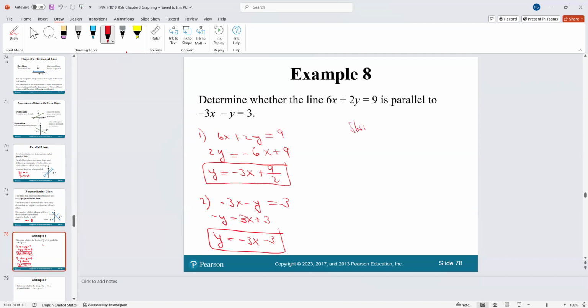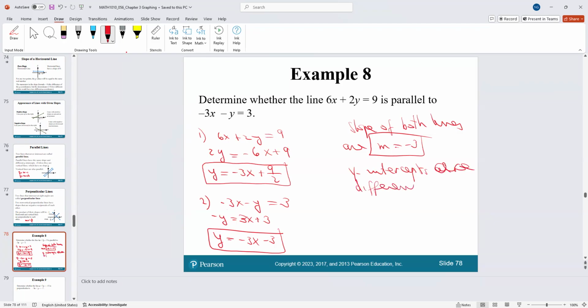The slope of both lines is m equals -3. The y-intercepts are different, so the lines are not the same. Therefore, the lines are parallel, because the slopes are the same and the y-intercepts are different.